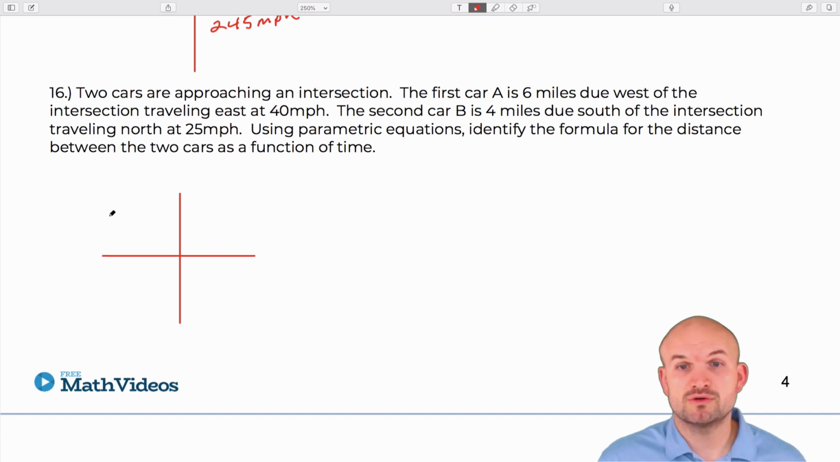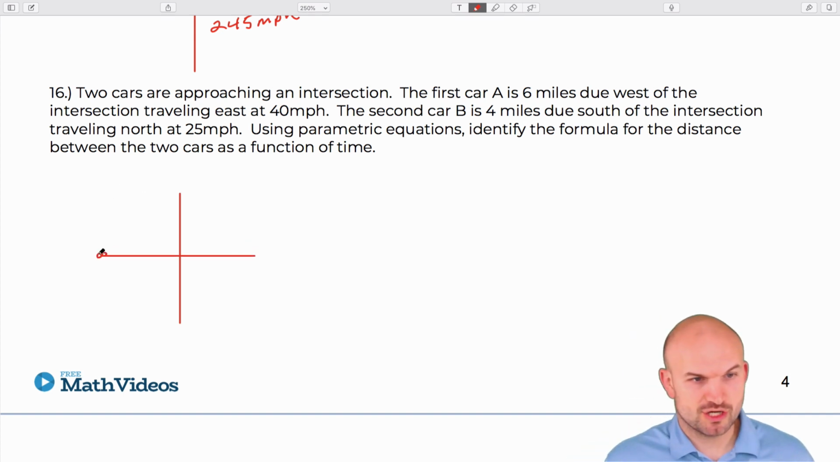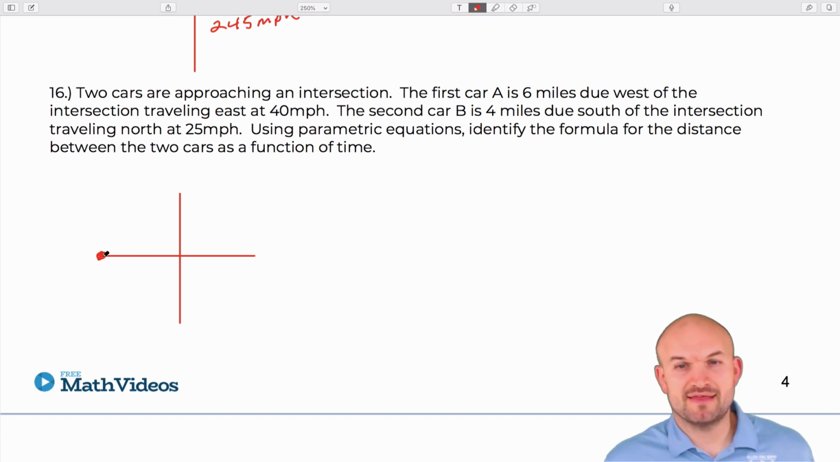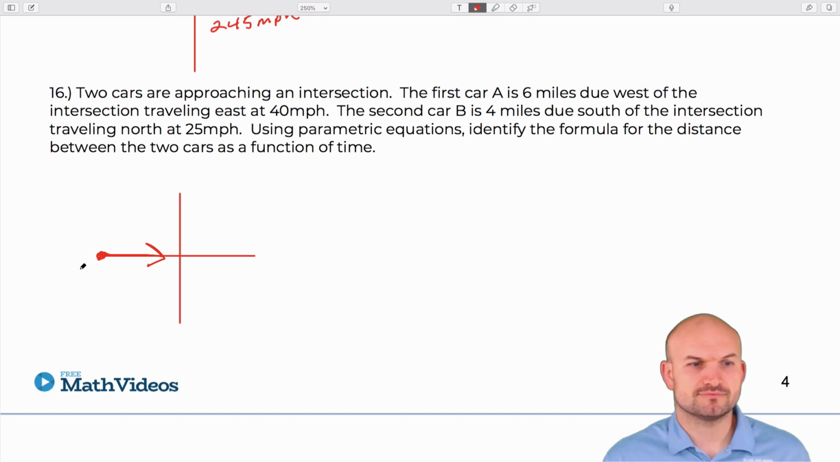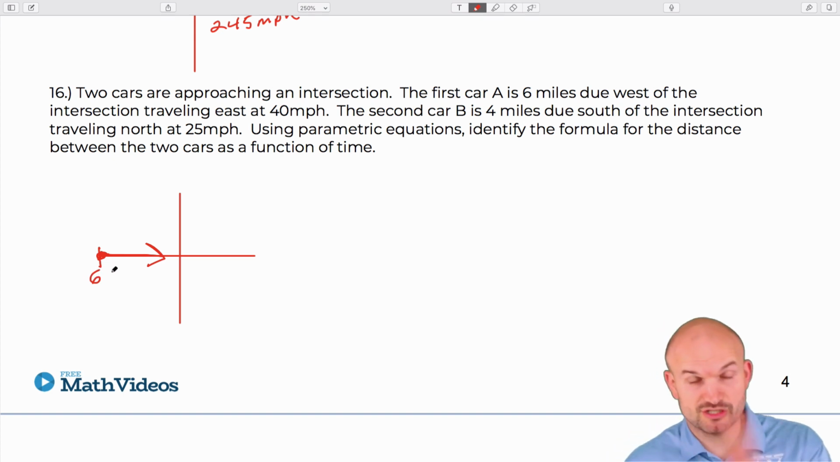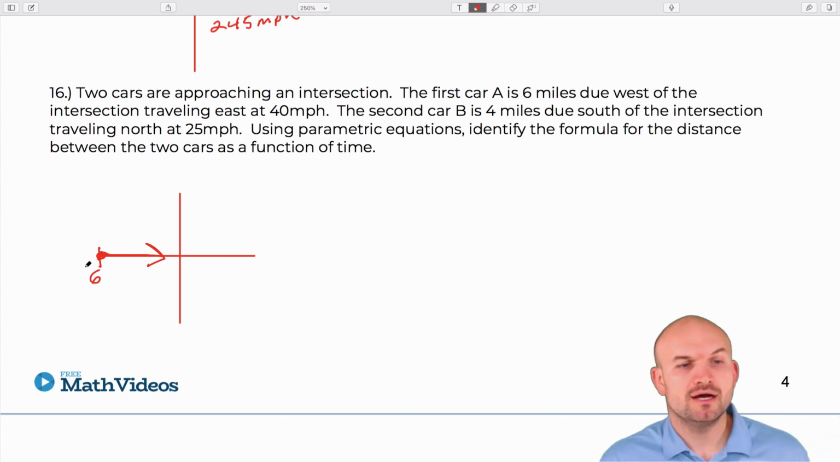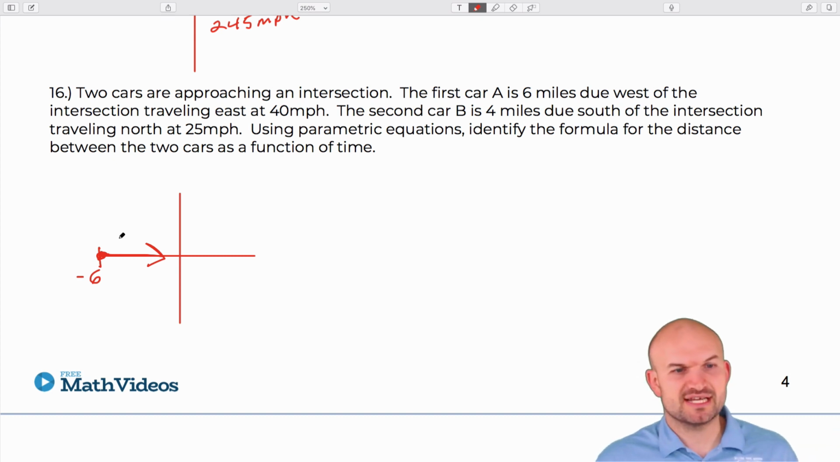Okay, so car A is 6 miles west. So let's just go here, and that's approaching, right? We'll just say that's 6 miles here in the westerly direction. And you could say that's negative, right? Because it's going to the left, so we can say -6, and that has a magnitude here of 40 miles per hour. The second car, B, is 4 miles south, so we can say -4.